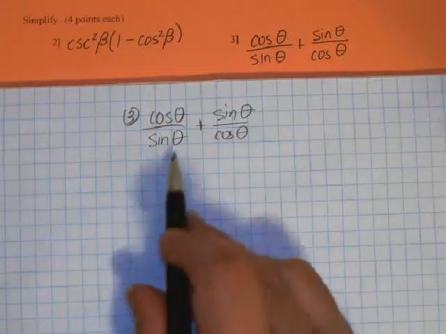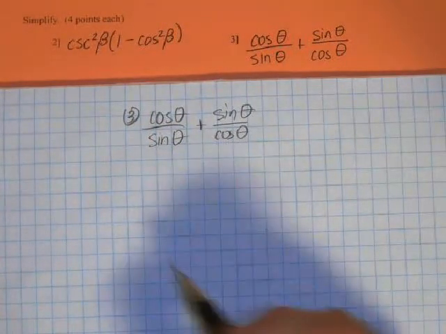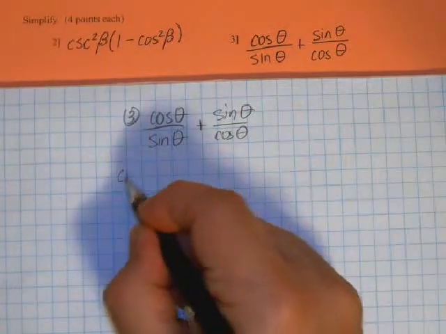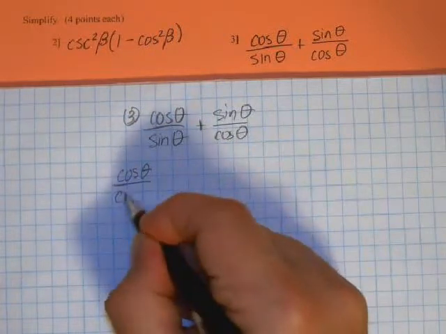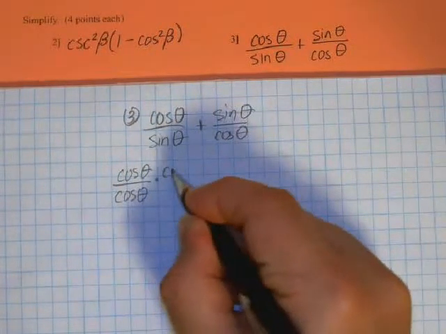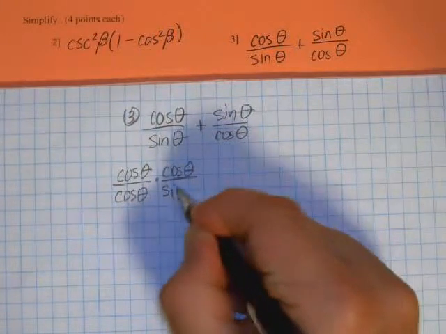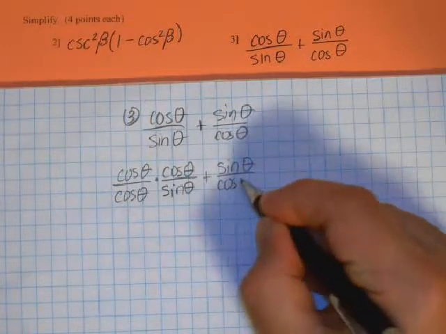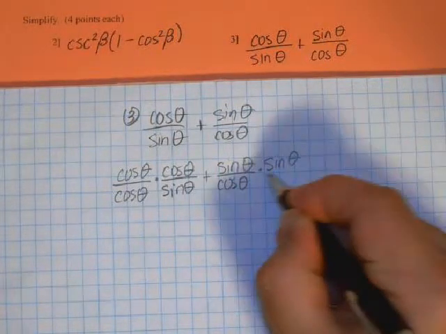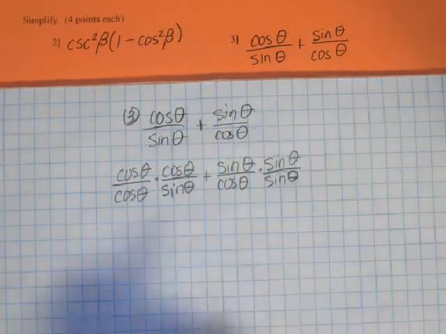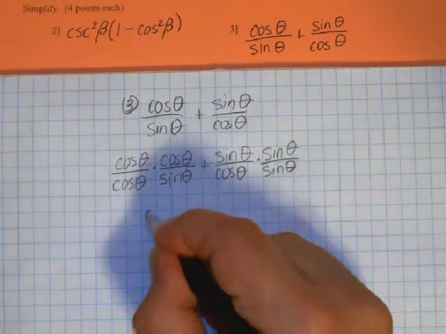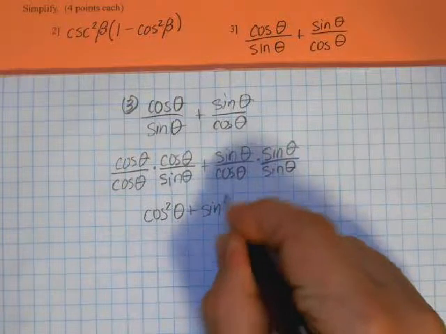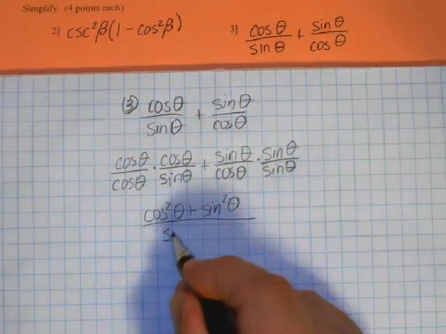Okay, number 3, we needed to add these fractions and then simplify if we can. In order to add the fractions, we need to find a common denominator. So we'll make the common denominator cosine theta sine theta. I'm going to multiply both fractions by 1. Cosine times cosine is cosine squared. Sine times sine is sine squared, all over sine cosine.